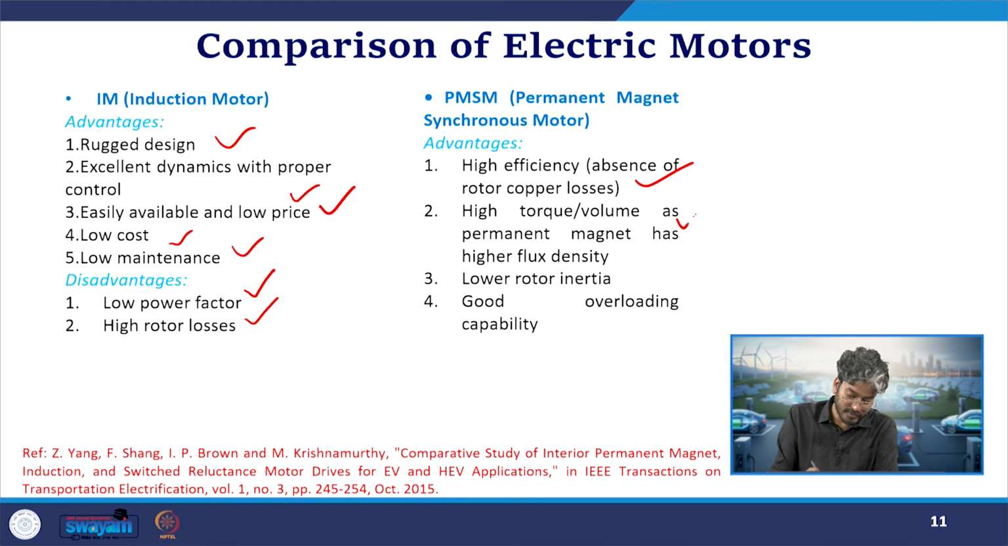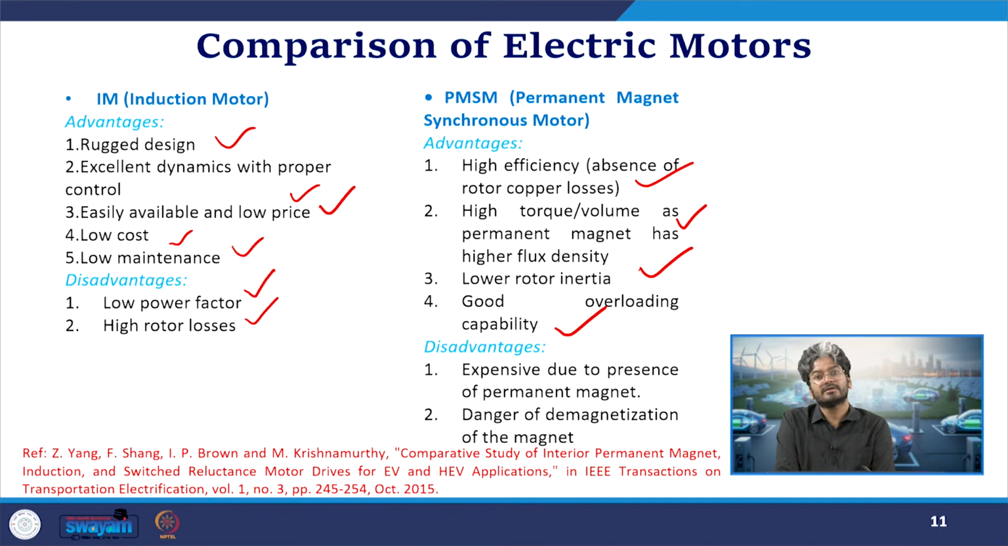High torque per volume, as the permanent magnet has higher flux density, and low rotor inertia, and as the rotor is not having any type of winding its weight will be less, so it has low inertia. Good overloading capacity. So, PMSM, while discussing the features required from our electric motors, we have seen this, it should have intermediate overloading capacity that is available with the PMSM. So, these are the advantages of PMSM.